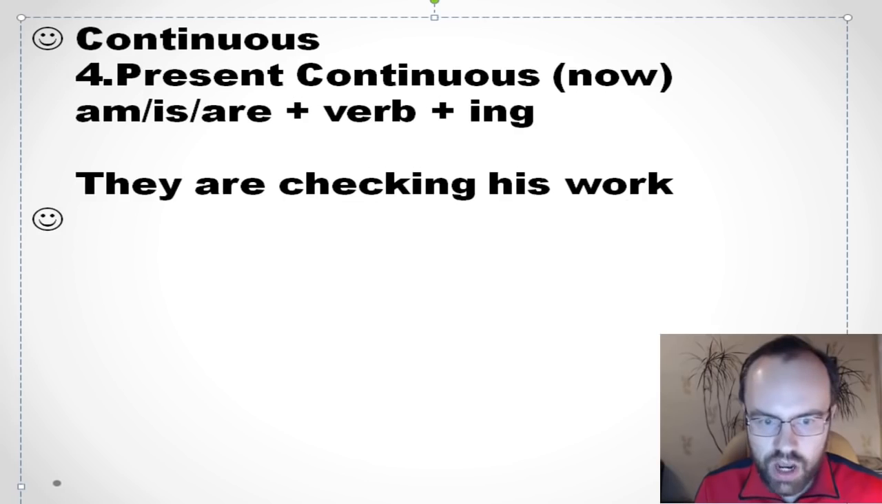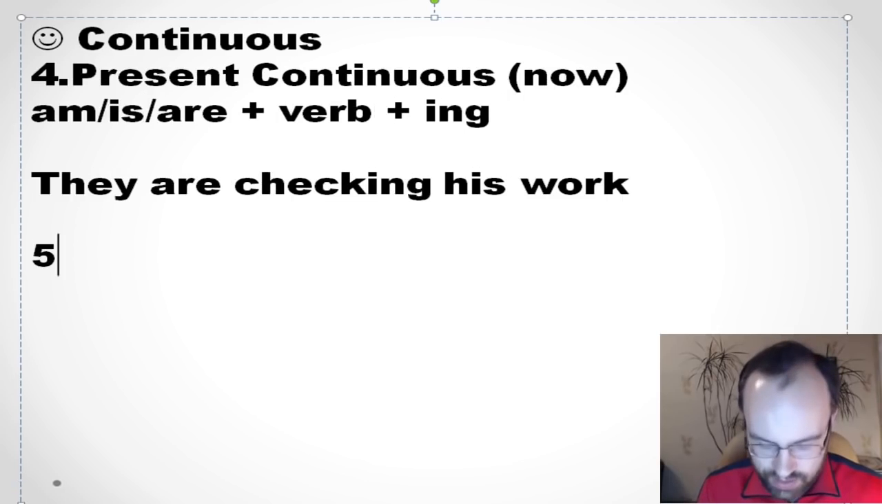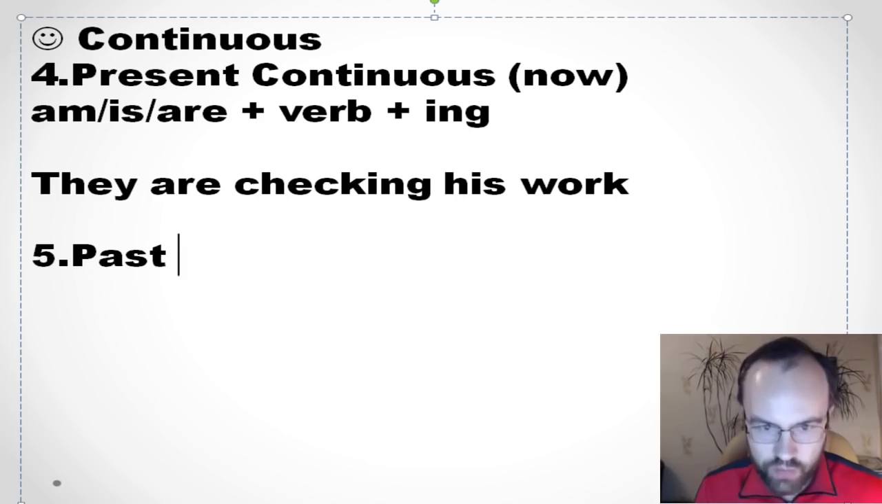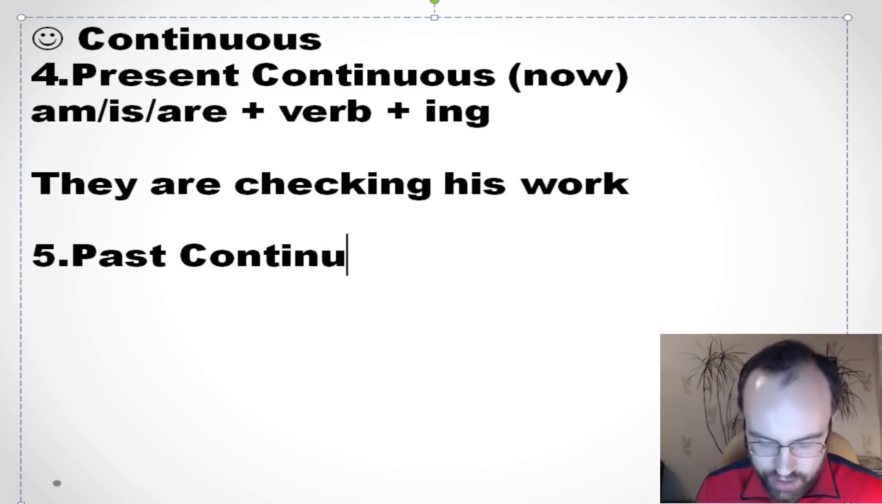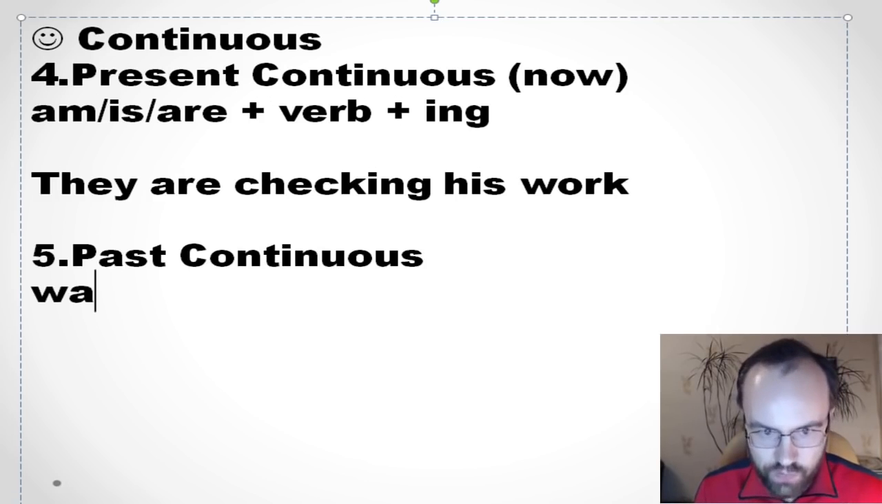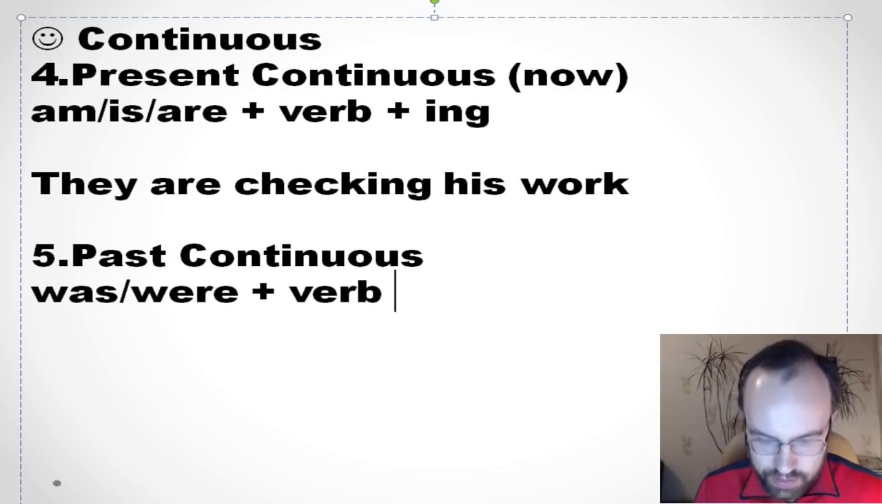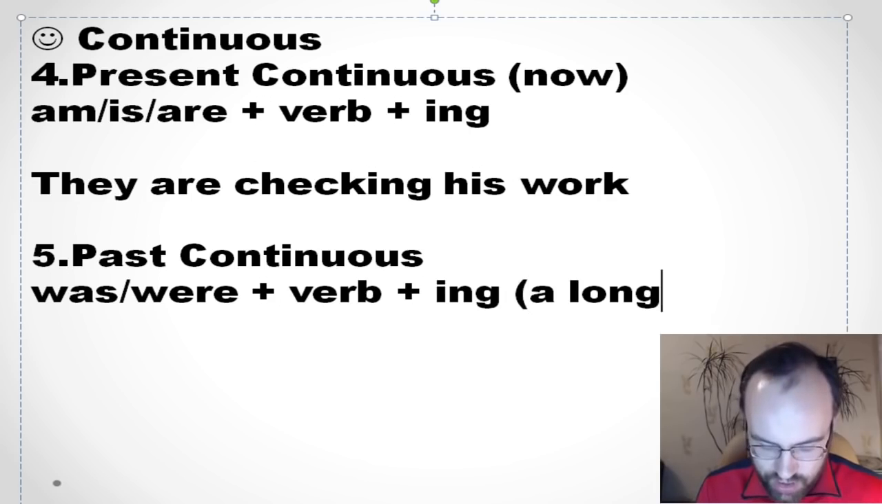What about past continuous? How do we form past continuous? I hope that you remember it. It's was or were plus verb plus ing. It's a long action, a long action in the past.